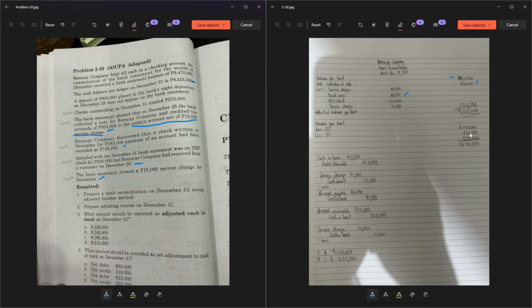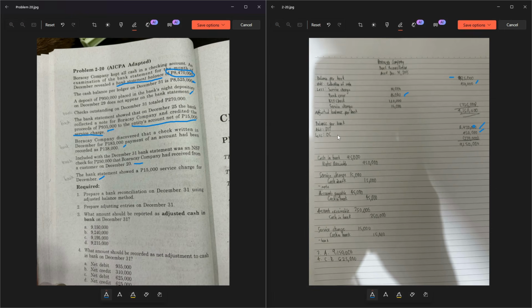Then, the balance per bank naman, for the bank's POV, you get the unadjusted balance per bank, which is 8,470,000, not 60, 70,000. This and this one stated here, bank statement balance. Then you add your deposits in transit. So 950,000. Bakit? It came from this one. A deposit of 950,000 placed in the bank's night depository on December 29 does not appear on the bank statement. So what could that mean? In transit pa yung deposit na yun. So yun, i-add mo siya dyan in order to reconcile your balance.